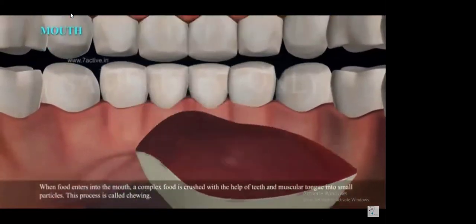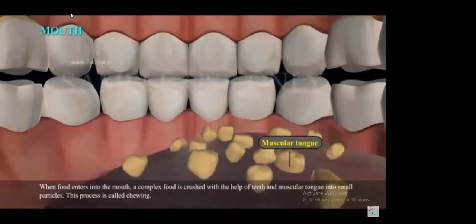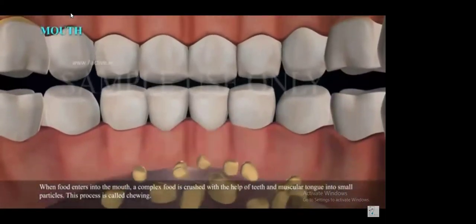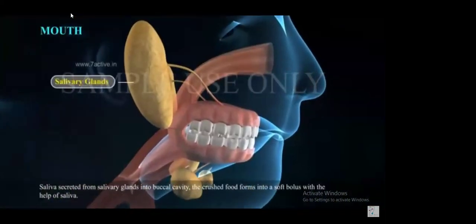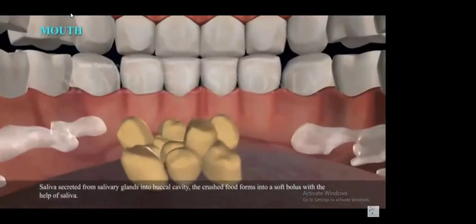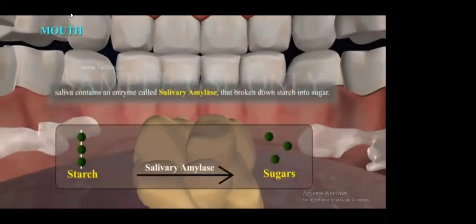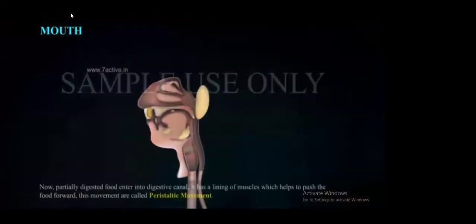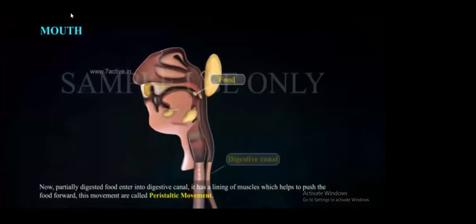When food enters the mouth, the complex food is crushed with the help of teeth and the muscular tongue into small particles. This process is called chewing. Saliva is secreted from the salivary glands into the buccal cavity. The crushed food forms a soft bolus with the help of saliva. Saliva contains an enzyme called salivary amylase that breaks down starch into sugar. Now the partially digested food enters the digestive canal.